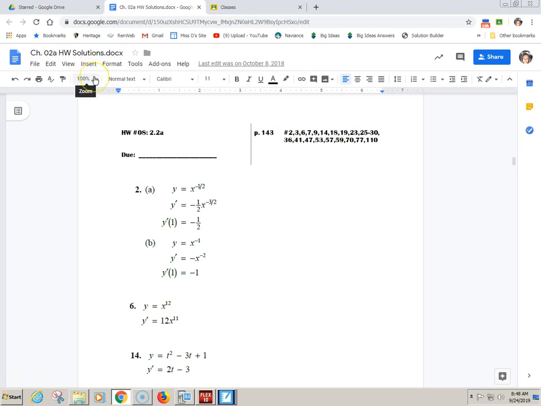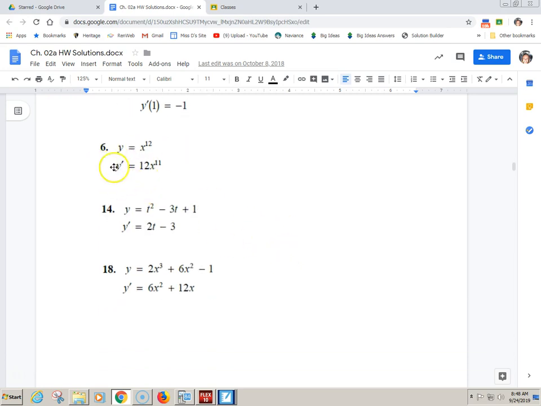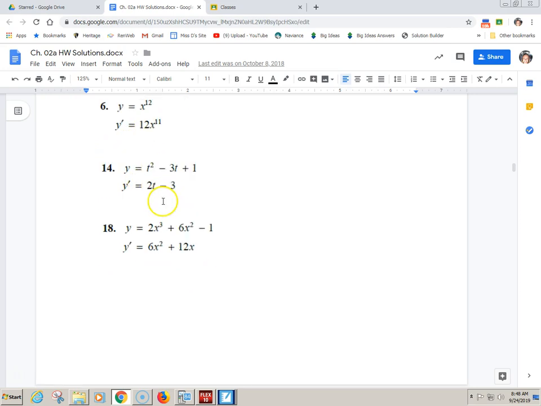But let's grade. Number 2, A is -1/2, B is -1. Number 6, it says easy as, oh, they use y prime? Poor Leibniz, dy dx. Anyway, 12 times x to the 11th. They're stealing Leibniz's notation, too, and making it Newton. I wonder if there are politics in your book. Anyway, number 14, 2t minus 3.